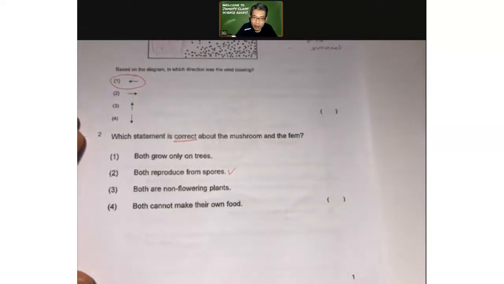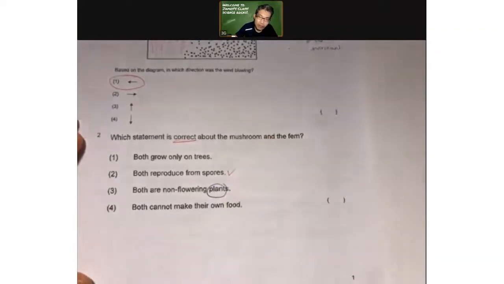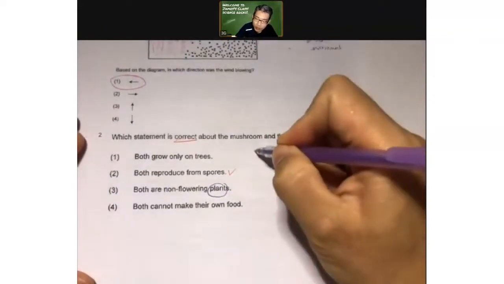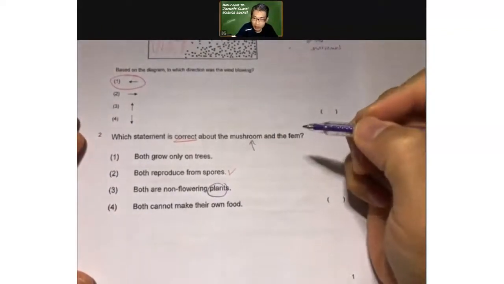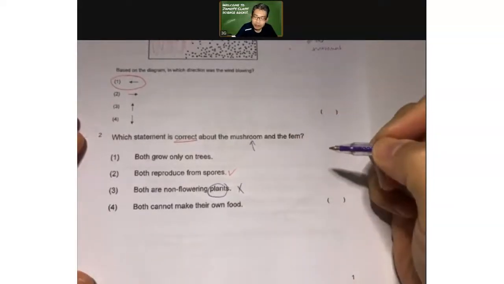However, let's take a look at the rest to make sure we are correct. Some of you might have chosen answer 3. You think both are non-flowering plants. The problem with answer 3 is the word plants. Mushroom is a fungi. It is not a plant. So 3 is not the answer.